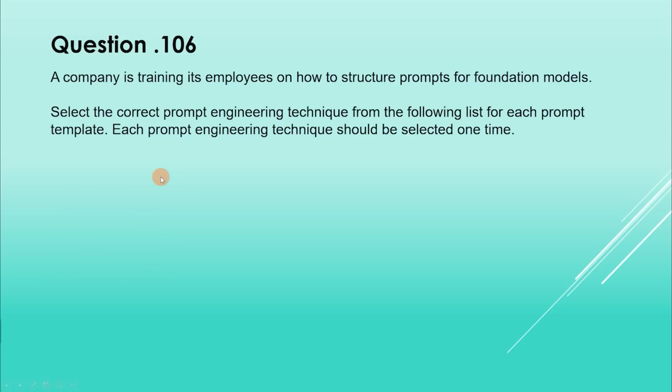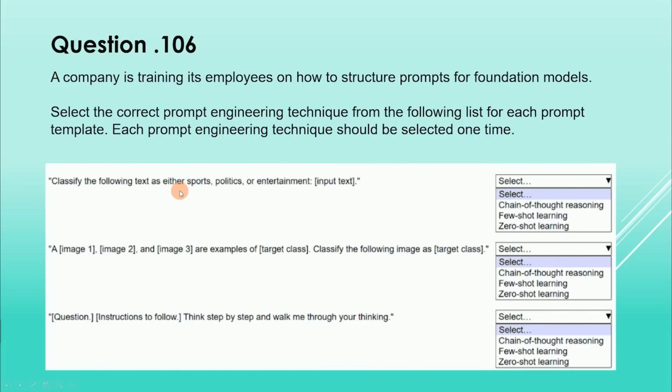Now question number 106. A company is training its employees on how to structure prompts for a foundation model. Select the correct prompt engineering technique from the following list for each prompt template. Each prompt engineering technique should be selected one time. Here is the scenario. Classify the following text as either sport, politics or entertainment. So you can select one of these options, and then image 1, image 2 are examples of target class. Classify the following as the target class. So again, here are the options, and think step by step and walk me through your thinking.